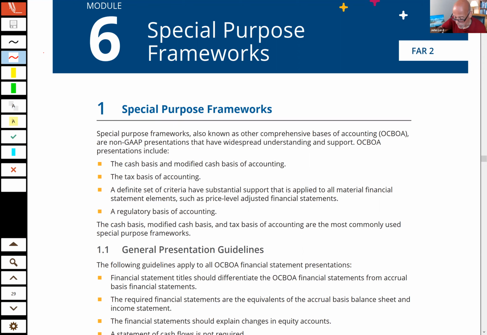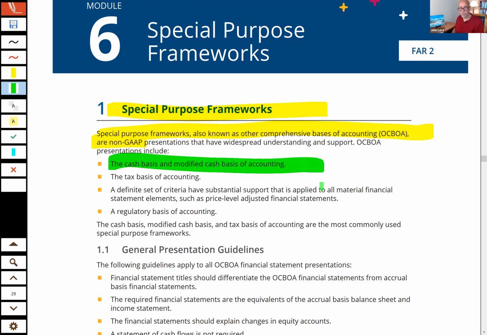Okay, but let's go ahead at a higher level and begin talking about some of the special purpose frameworks. Basically, we have something called other comprehensive basis of accounting, which is essentially a non-GAAP presentation, meaning that we're not using full accrual accounting. So we could have a cash basis or modified cash basis. Some entities may prepare their financial statements on the tax basis. Sometimes an entity may want to prepare their financial statements following a regulatory basis. I say they may want to, but they may be required to by a regulatory agency.